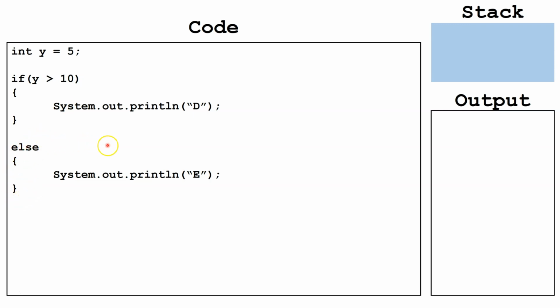Let's trace this out. We start off by declaring y is equal to 5. We evaluate the Boolean expression y is greater than 10. This expression is false, so we execute the block of code attached to else, and we output the letter E.